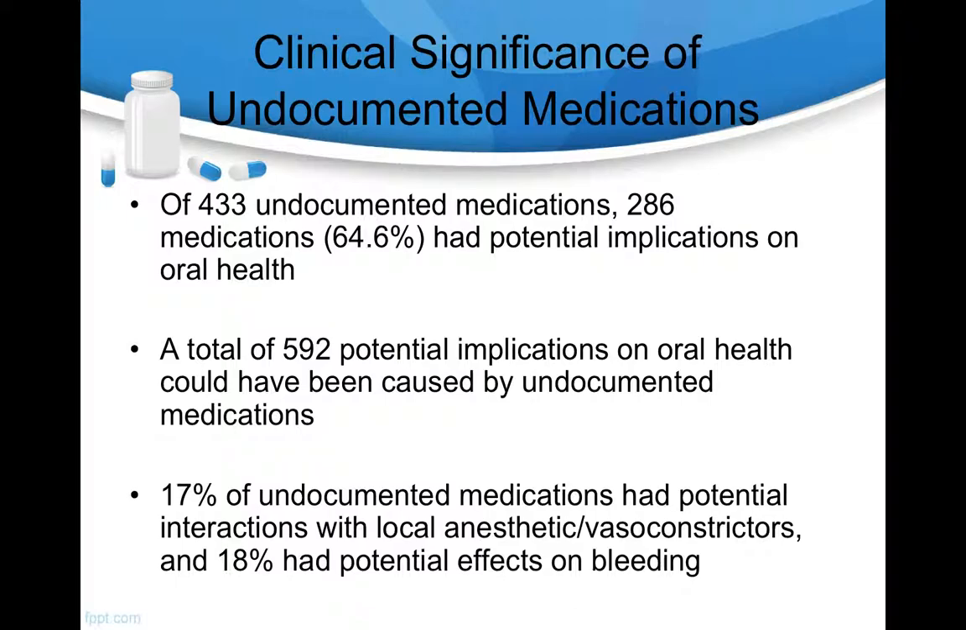So if we look at this more closely, of those medications that were not documented, 64.6% of them did have potential impact on oral health. Because some medications or medication classes have multiple effects on oral health, there were a total of 592 potential effects found with undocumented medications. Of the undocumented medications, 17% had potential drug interactions with local anesthetics, and 18% had potential effects on bleeding.